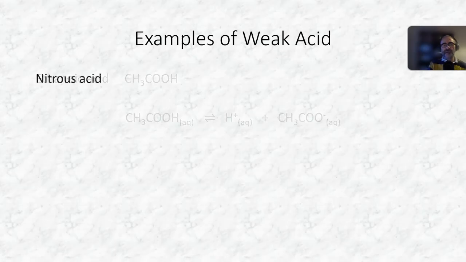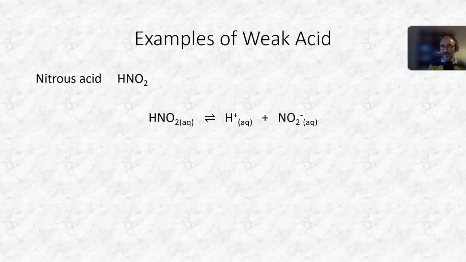Another example is nitrous acid, HNO2. This is an example of a weak acid that isn't an organic acid. And the equation for the ionization of nitrous acid has on the left as our reactant HNO2 aqueous. Then we have our bidirectional reversible arrow. On the right we have our aqueous H+ and our aqueous anion NO2-.